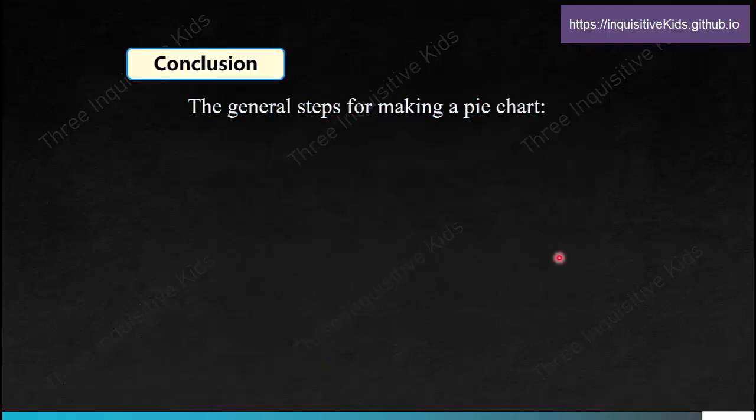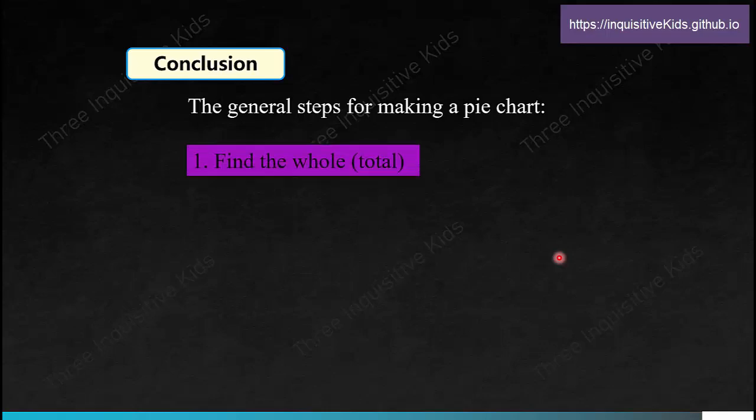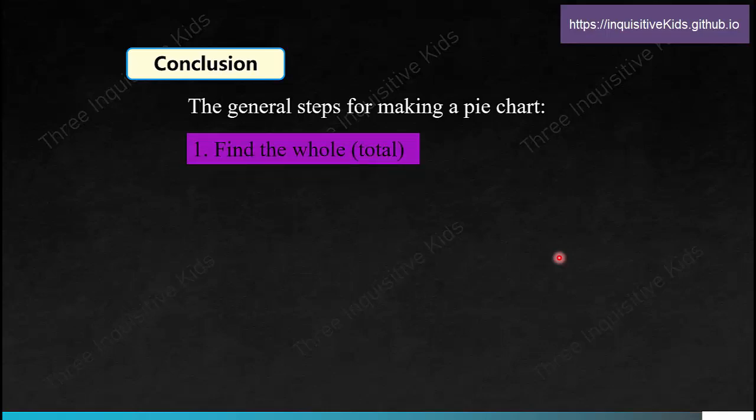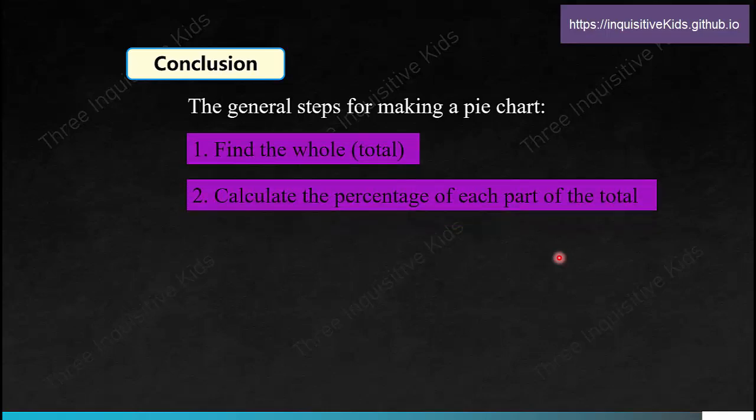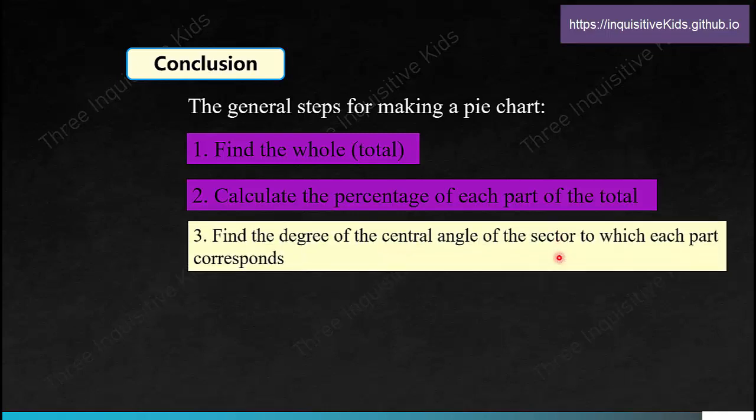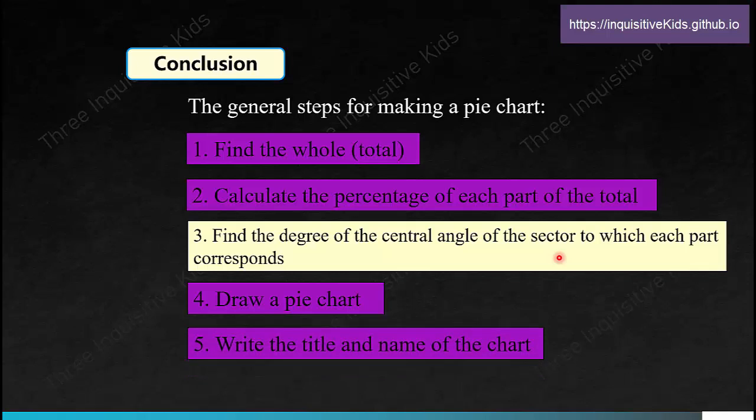So the conclusion is the general steps for making a pie chart. 1. Find the whole, total. 2. Calculate the percentage of each part of the total. 3. Find the degree of the central angle of the sector to which each part corresponds. 4. Draw a pie chart. 5. Write the title and name of the chart. Remember, this is very important. You have to know what this pie chart stands for.